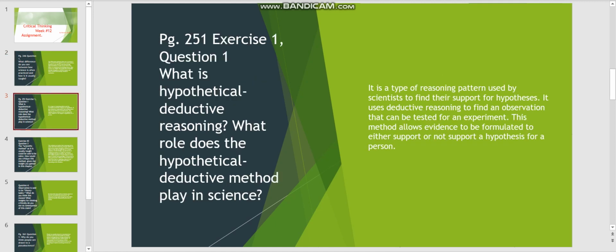Slide 3, page 251, exercise 1, question 1. What is hypothetical deductive reasoning? What role does the hypothetical deductive method play in science? It is a type of reasoning pattern used by scientists to find support for their hypothesis. It uses deductive reasoning to find an observation that can be tested in an experiment. This method allows evidence to be formulated to either support or not support a hypothesis.